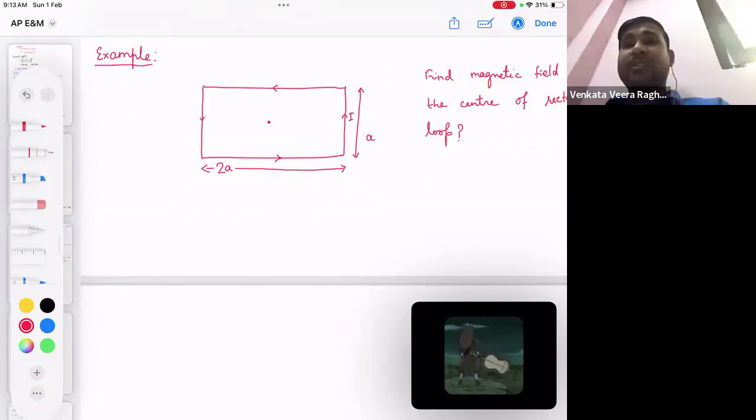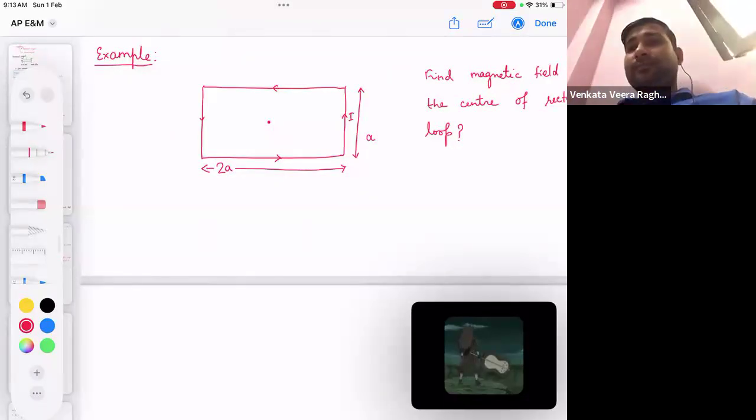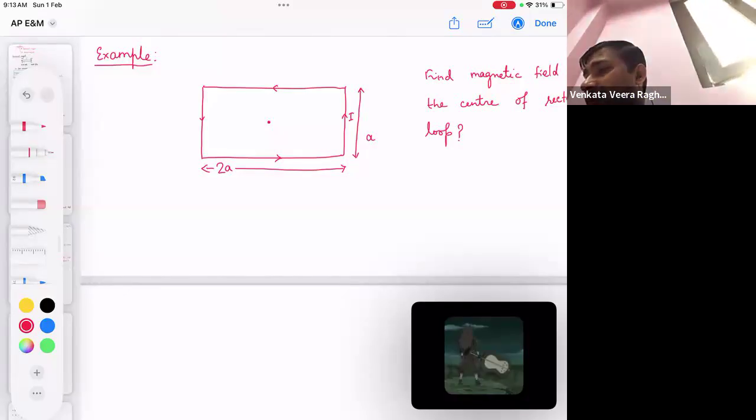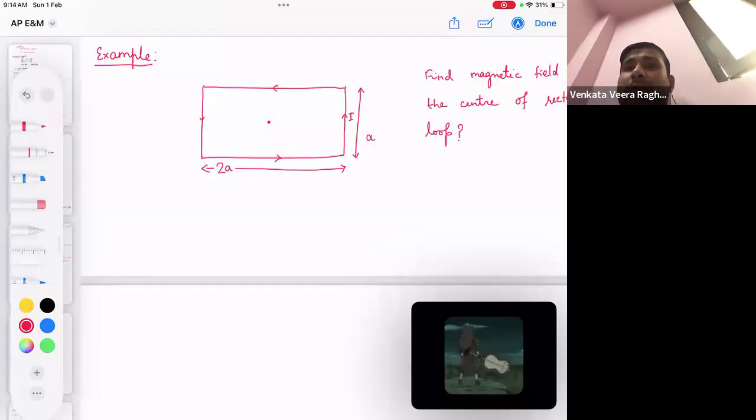Actually, please calculate it and tell me what answer is coming for this question. Follow the same method and tell me what the answer is. Tell me how much is this coming? Are you calculating this one or not?